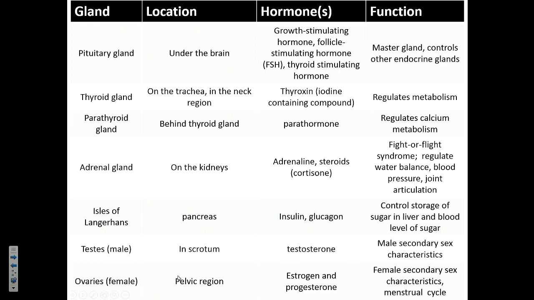Parathyroid is behind the thyroid glands, and you can see that that's controlling calcium. Your adrenal gland is on your kidneys, and it's easy to remember if you remember adrenal and adrenaline, and you all know what adrenaline does. That one's easy. So fight or flight syndrome, also to regulate water balance and your blood pressure.